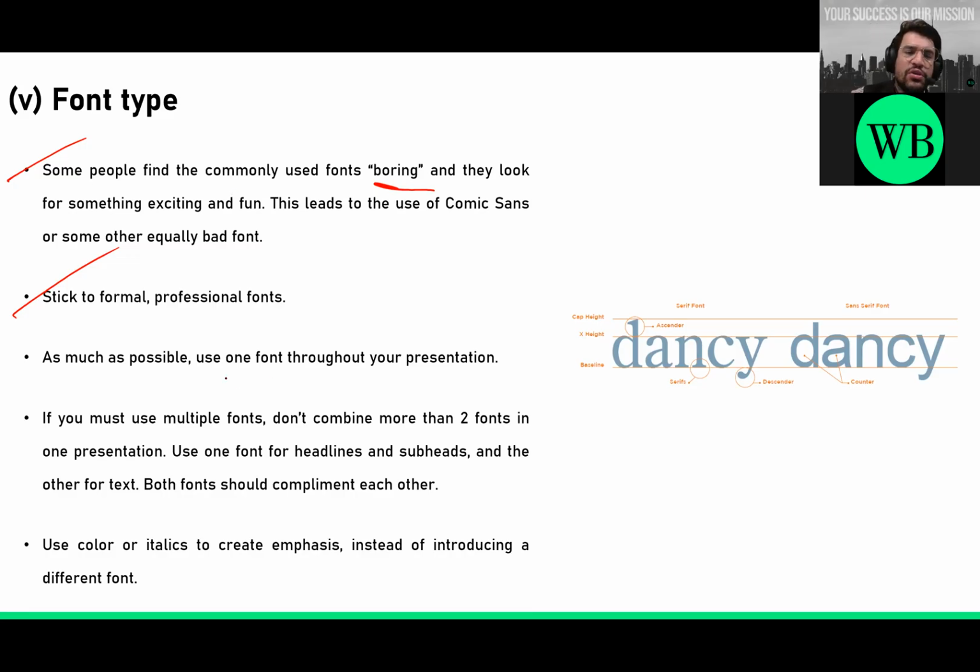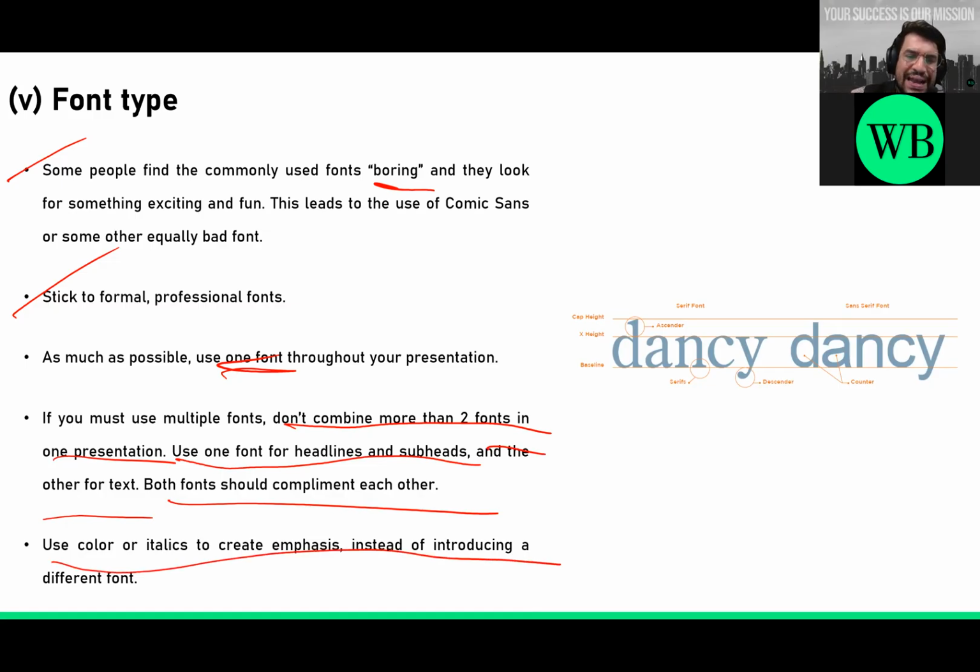Use one font throughout your presentation, right? If you must use multiple fonts, don't combine more than two fonts in one presentation. Use one font for your headline and subheadings and the other for the text. Both fonts should complement each other.